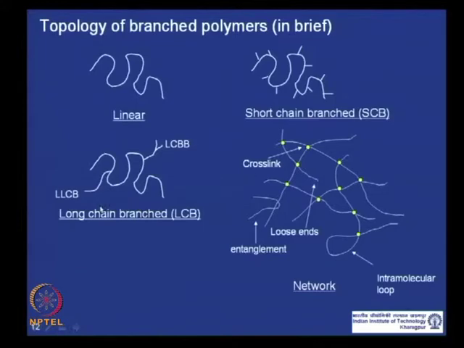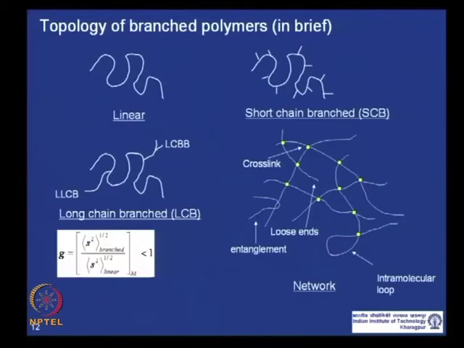When you call a branch long or short, how do you distinguish whether the branch is long or short? If the length of the branch is more than the entanglement chain length, the entanglement molecular weight, and the entanglement chain length is the length between two entangled portions, so if the length of the branch is higher than the entanglement molecular weight, then we call that a long chain branch.